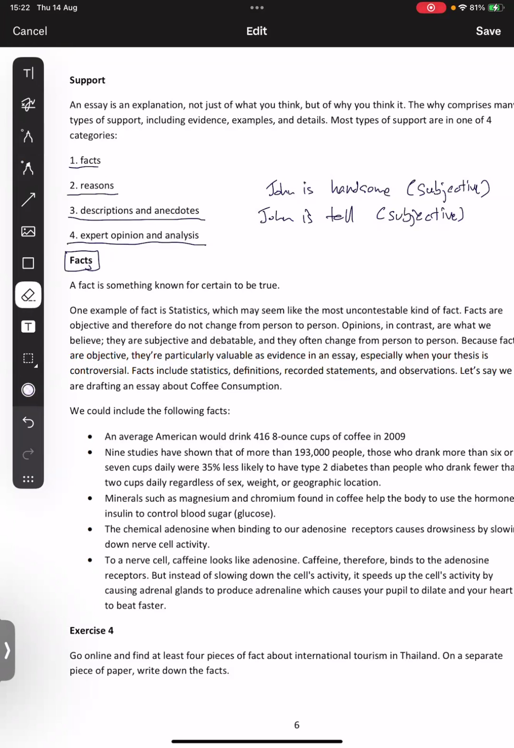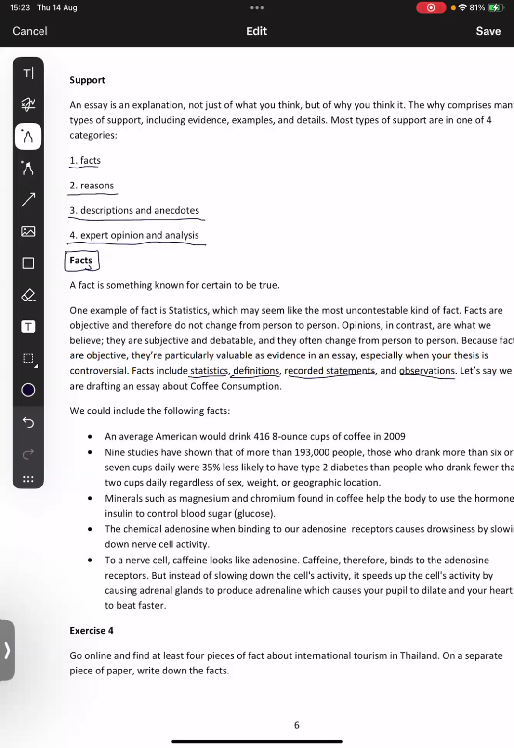But it doesn't mean a subjective statement cannot be used at all in support. It can, but it just has to come from a reliable source or a source that is respectable. But we worry about that later. Right now we talk about facts. So facts are objective statements. It can be proven. Let's have a look at examples of facts. Facts can take the form of statistics, definition, recorded statement, and observation.